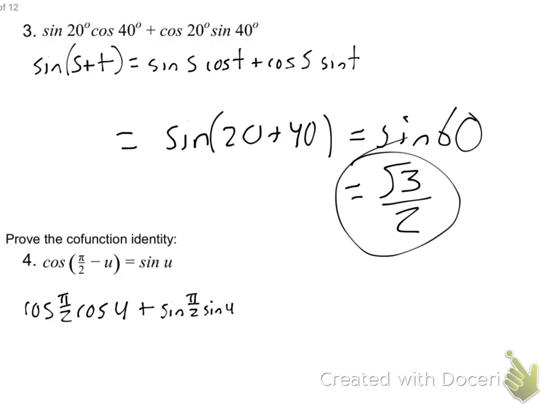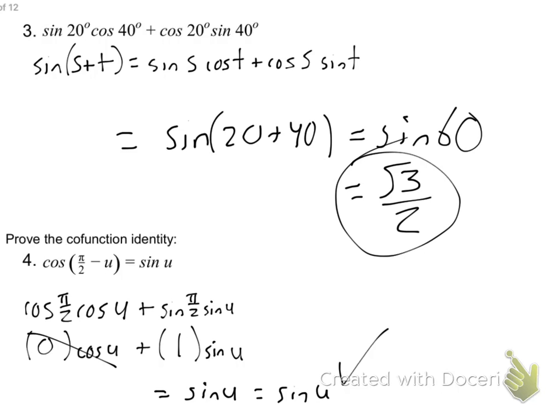What happens to be the cosine of pi over 2? What's the cosine of pi over 2, guys? 0 times cosine u, because I don't know what that is. What's the sine of pi over 2? 1 times sine u. 0 times anything is gone. 1 times sine u is equal to? Sine u, which is equal to sine u. Check. So for those ones, you're just verifying that using the formulas correctly, you get the other side. Basically expand, simplify, verify. Any questions?